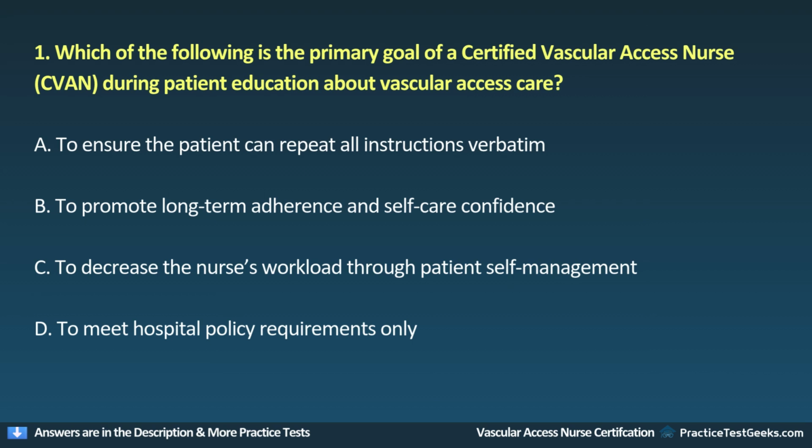1. Which of the following is the primary goal of a Certified Vascular Access Nurse, CVAN, during patient education about vascular access care? A. To ensure the patient can repeat all instructions verbatim. B. To promote long-term adherence and self-care confidence. C. To decrease the nurse's workload through patient self-management. D. To meet hospital policy requirements only.